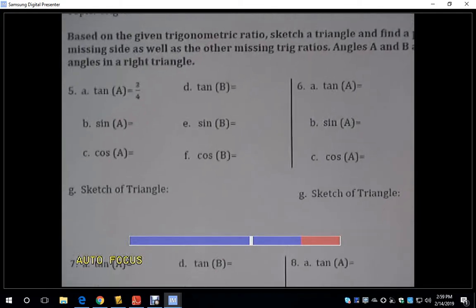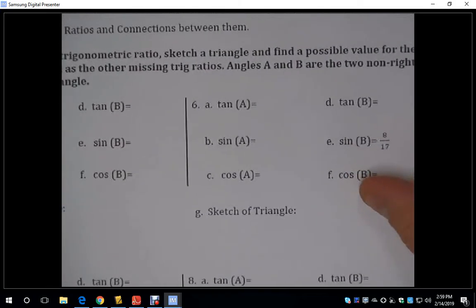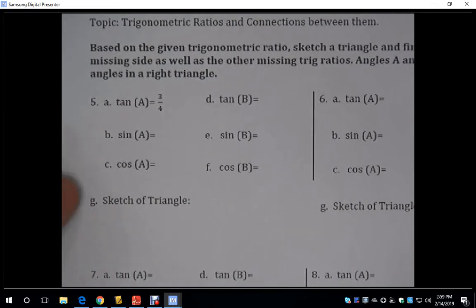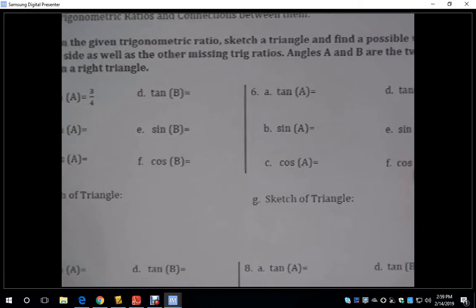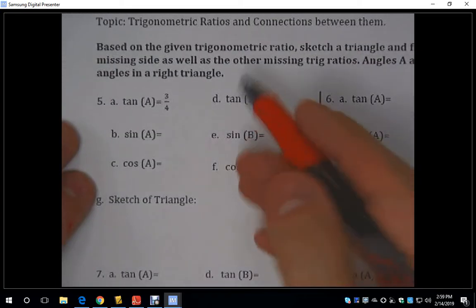All right, so the directions say, based on the given trigonometric ratio, sketch a triangle and find a possible value for the missing side as well as the other missing trig ratios. Angles A and B are the non-right angles in a right triangle.